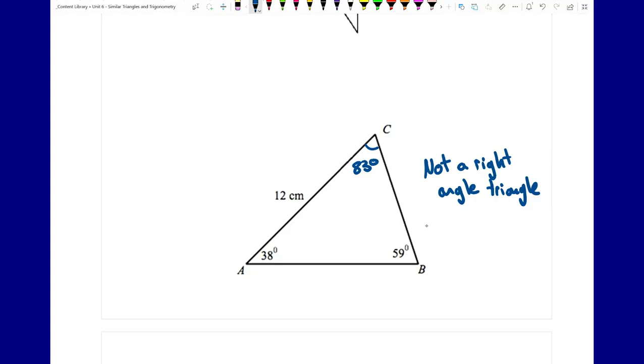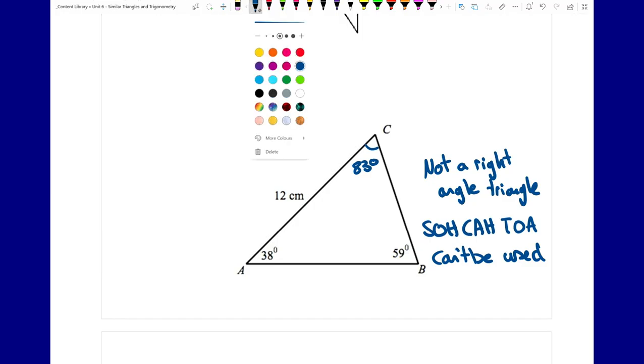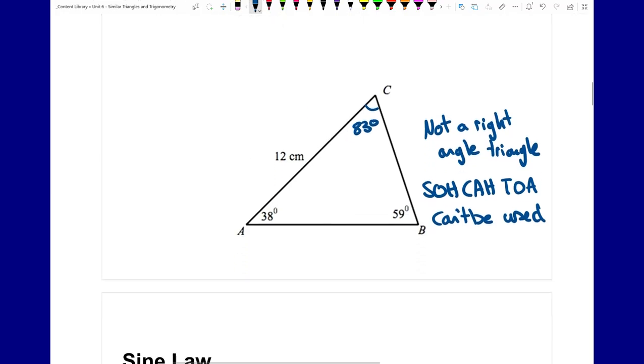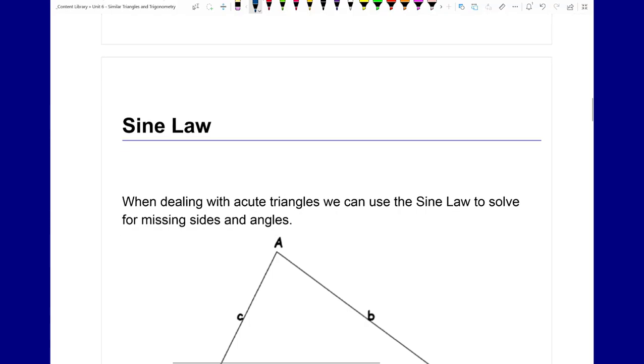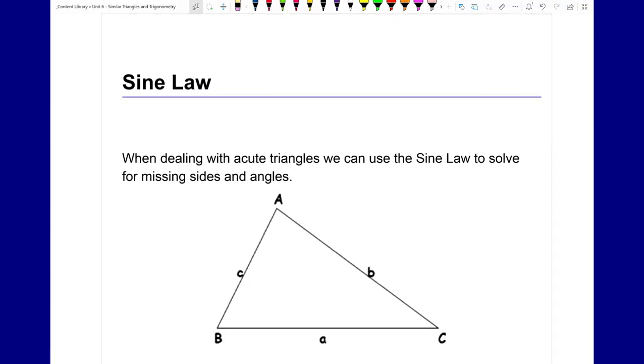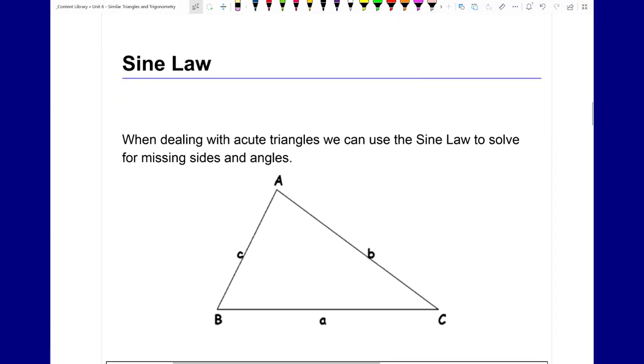So therefore, if it's not a right angle triangle, I can't use SOHCAHTOA or my right angled trig because I don't know what those sides are. So SOHCAHTOA can't be used for these triangles. And this is where the sine law comes into play. So when we're dealing with acute triangles, we can use sine law to help solve for missing sides and angles.